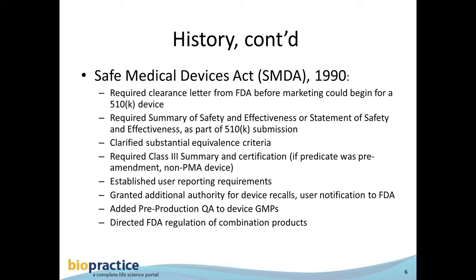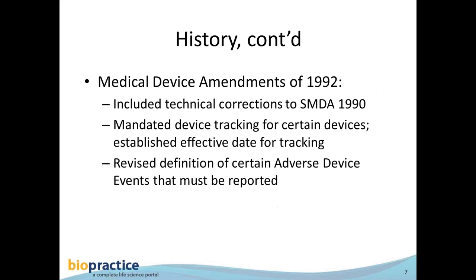For instance, the Safe Medical Devices Act in 1990 is the legislation that required a letter from the FDA before you could begin marketing a 510K device. And this is where summaries of safety and effectiveness, or statements of safety and effectiveness, were required as part of a 510K submission. It clarified the substantial equivalence criteria and established user reporting requirements. This is also where what the term used then, pre-production QA, was added to device GMPs, as well as describing how FDA was going to regulate combination products.